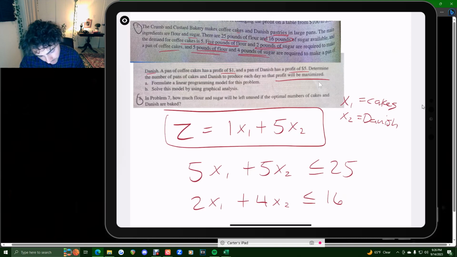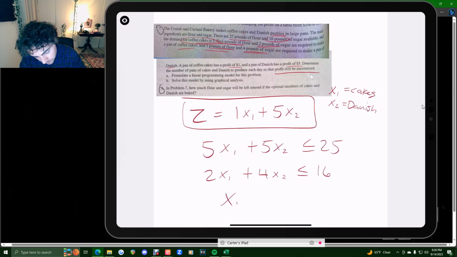Can't forget the demand. They say something about the demand for coffee cakes. Coffee cakes is X1. The demand is 5. I think the argument there is that you don't want to make more than 5 if the demand is only 5. So we want to make less than or equal to 5 coffee cakes. And then they'll probably just throw in X1 and X2 have to be greater than or equal to 0.